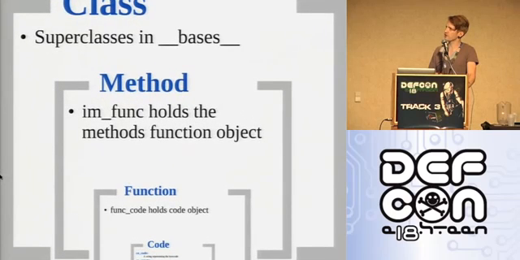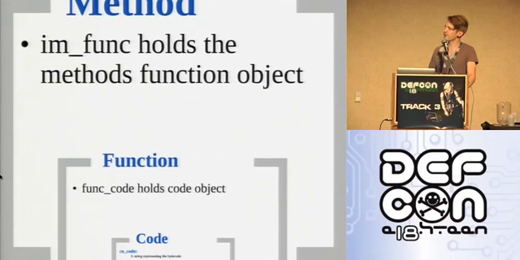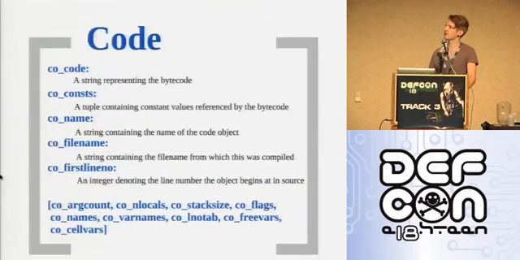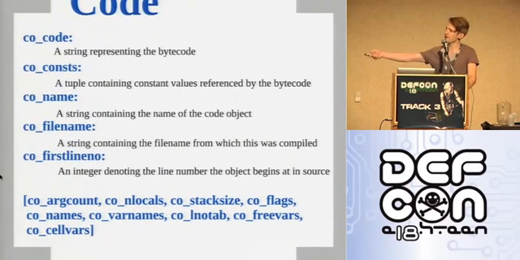There's class level objects. All the superclasses to a class are in __bases__. Classes have methods. Methods are literally just a wrapper for functions. The functions are held in the im_func object. Functions have a func_code object. The code object, which is actually what we care about, has various attributes.